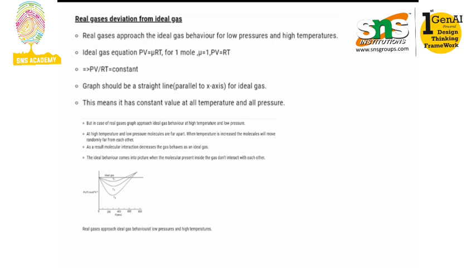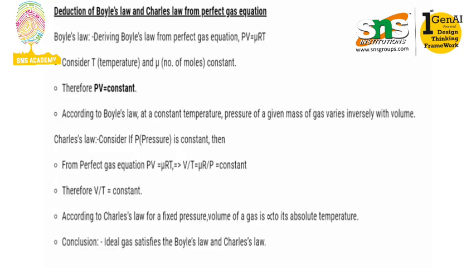Now, deduction of Boyle's law and Charles's law from the perfect gas equation. Boyle's law states that at constant temperature, pressure is inversely proportional to volume. We already know the equation PV is equal to mu RT. In that case we consider temperature and number of moles constant, therefore PV will be equal to a constant. And according to Boyle's law, at a constant temperature, pressure is inversely proportional to volume. These things are already discussed by us.